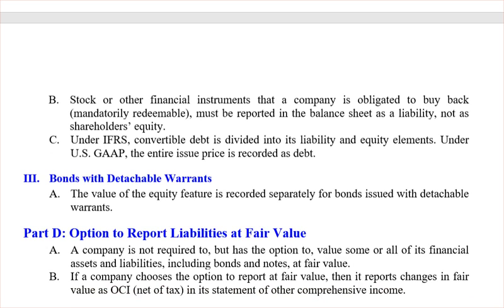The option to report liabilities at fair value. You do not go back and change your tables. You do not go back and do anything there. You merely go in, and generally it will be an OCI adjustment, which is recorded net of tax, by the way, and it is an adjustment to a carrying value.